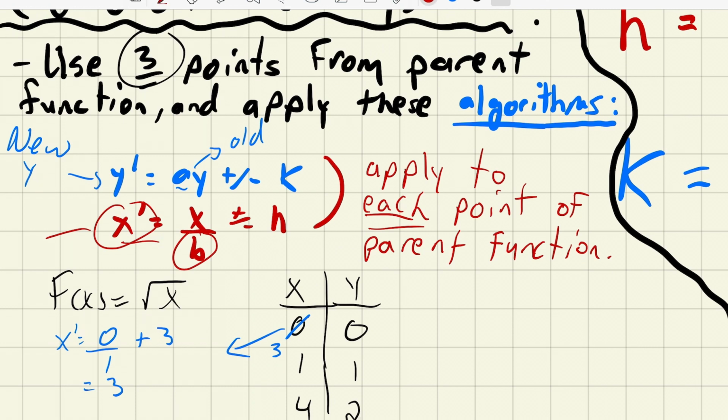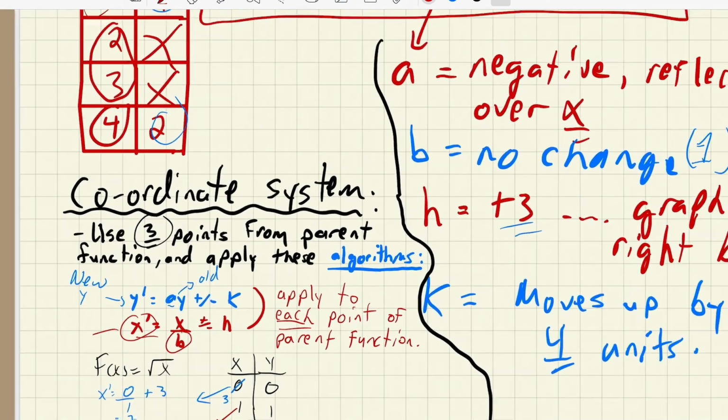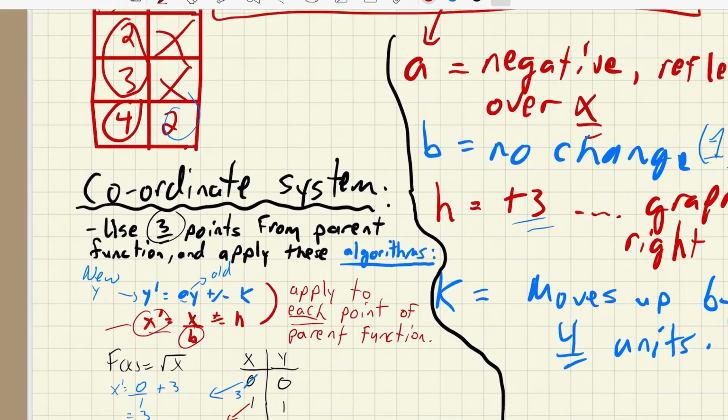Now if we take the 1 and we do the same thing, we go x prime is equal to 1 divided by 1, which was the b value, and then plus 3, which is the, sorry, the h value.